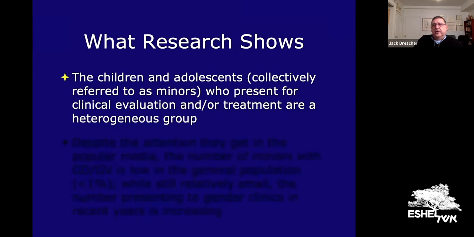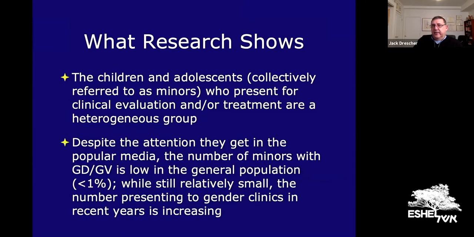We believe that the children who present are a heterogeneous group, that not all of them are the same. And despite the attention they get in the popular media, the number of kids with GD is low in the general population. But while still relatively small, the number presenting to gender clinics in recent years is increasing. And actually, since we wrote these chapters and edited this book, the numbers are increasing even more, with the ratio changing. It used to be that birth-assigned boys outnumbered birth-assigned girls, and now those numbers are reversing.